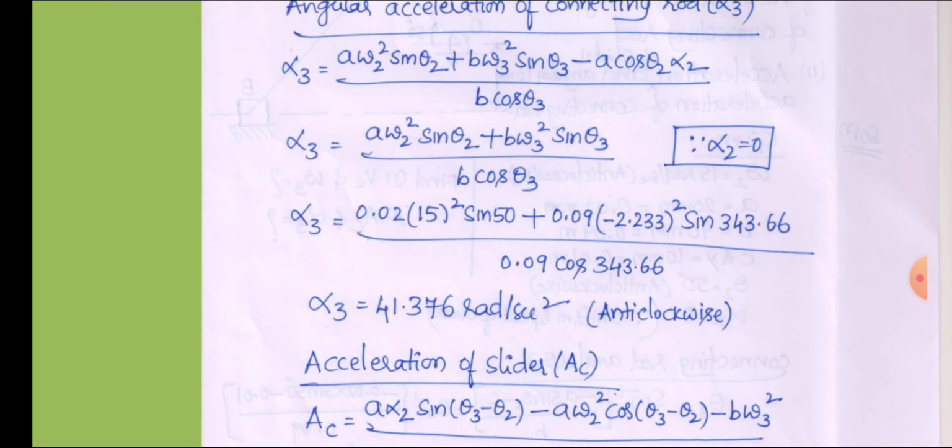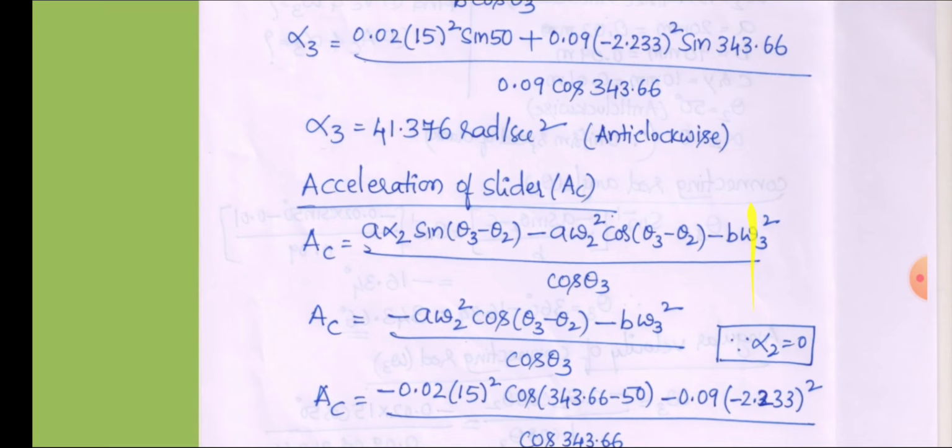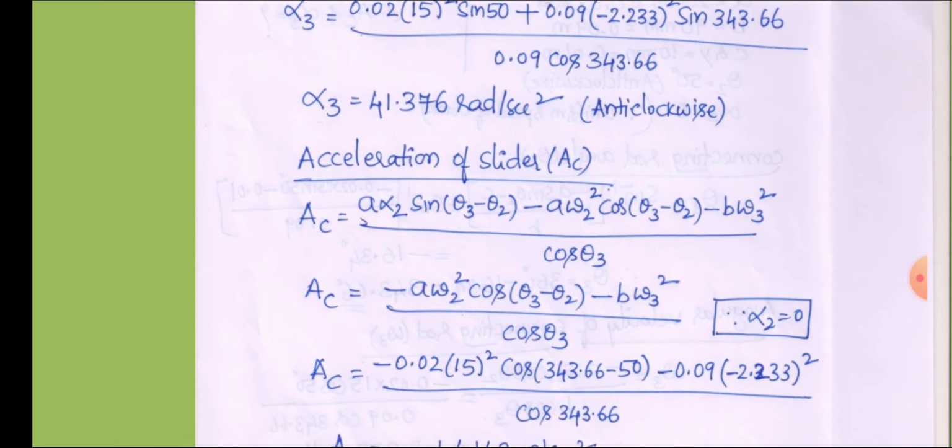It is angular acceleration, not acceleration. If it is acceleration, it means meter per second square. When you say angular acceleration, instead of meter, radians will come. So therefore alpha 3 is 41.376 radians per second square. Because it is positive, in the bracket I will write down anti-clockwise. Next, after finding the angular acceleration of the connecting rod, go for the linear acceleration of the slider, or simply the acceleration of the slider, that is AC. Once again note down the formula. Once again look at the formula which you wrote.